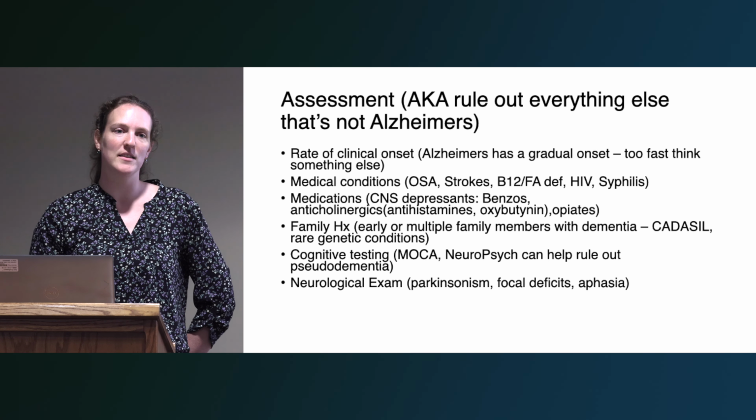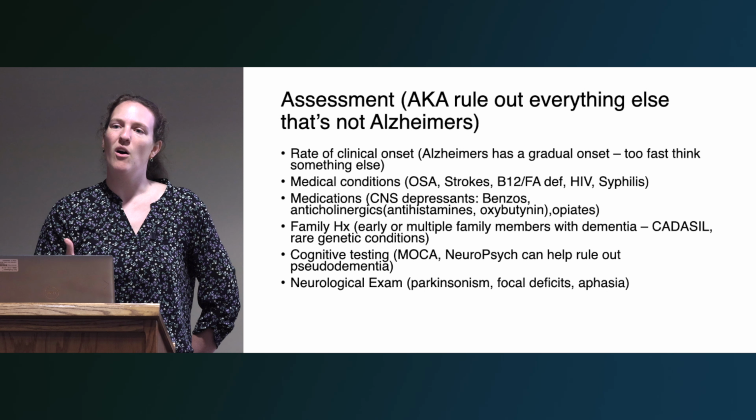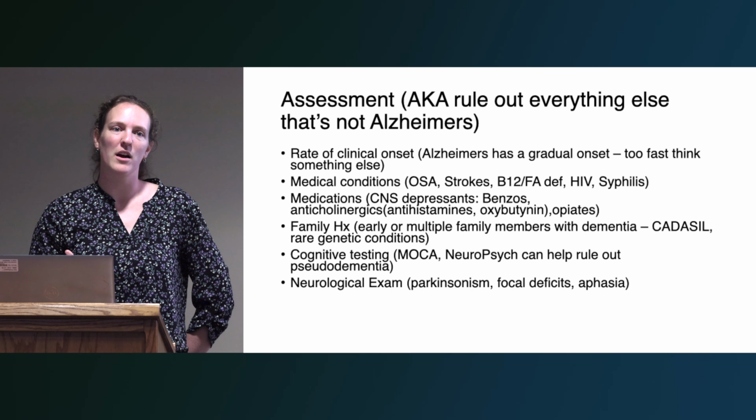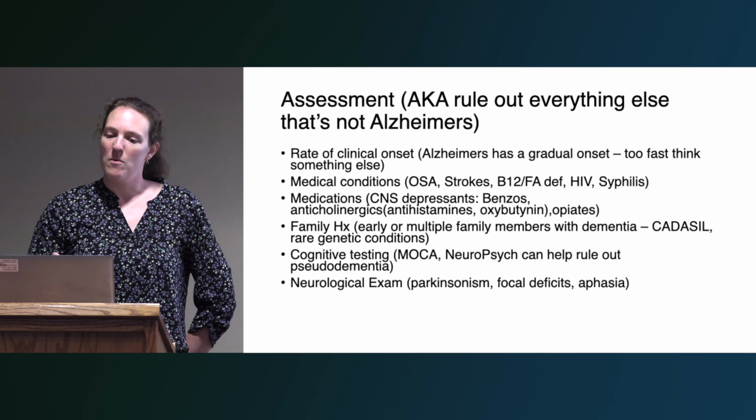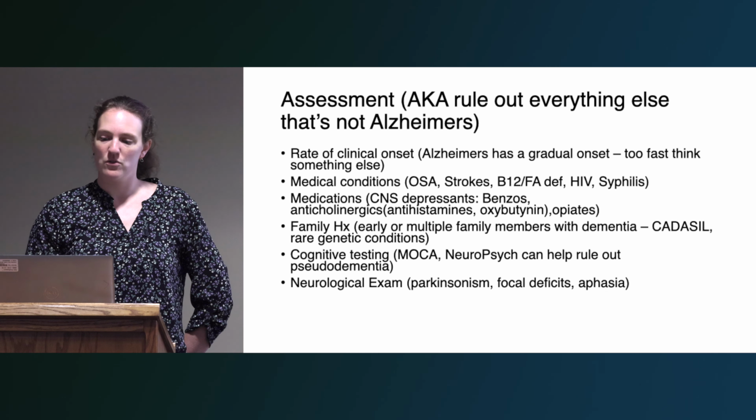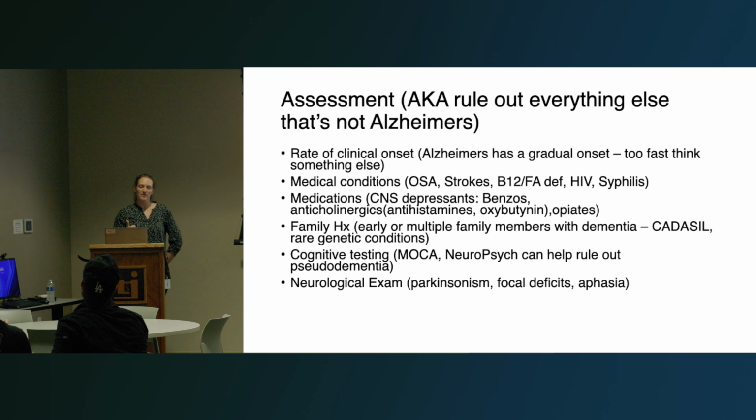Look at the rate of onset. Was it fast? Was it slow? Alzheimer's is going to have a kind of slow, kind of staggering onset. Medical conditions. Do they have a history of strokes, B12 deficiency, folic acid, sleep apnea, HIV, syphilis, things that are treatable? We want to make sure that we get these ruled out before we even consider dementia as a possibility.